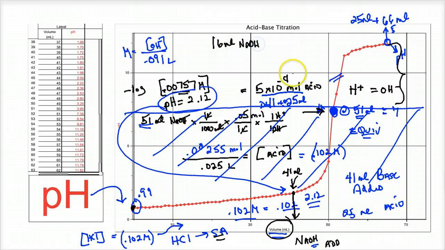All I've got to do is figure out that concentration, or how many moles. So 16 again, divide by 1,000 milliliters. That's a liter. Last thing I'm going to do is get rid of the liter. I know the concentration is 0.05 molar. Let's go find those moles. 16 divided by 1,000, times 0.05. And that gives me 8 times 10 to the negative 4 moles of NaOH that has been added.